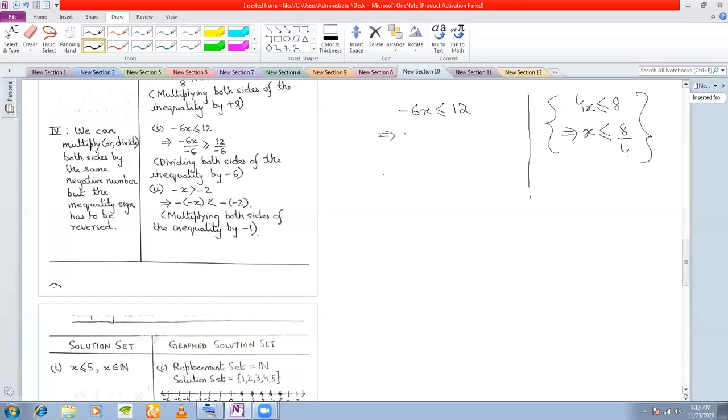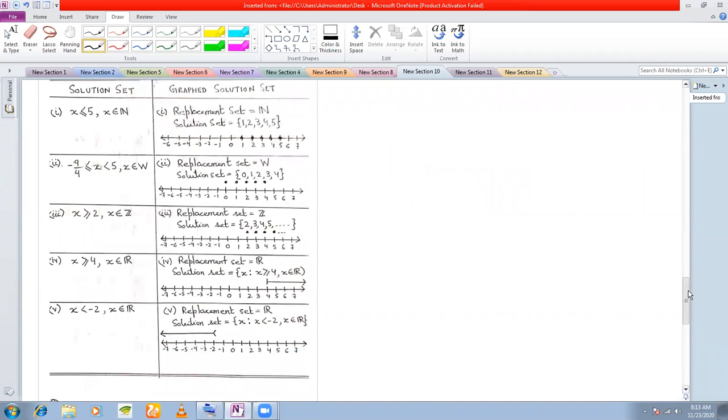The actual step would have been this way. Because I want to make the coefficient of x 1, I divide both sides by minus 6. And because I'm dividing by a negative number, this less than or equal to will now change to greater than or equal to. So now that will become x greater than or equal to minus 2. So the previous solution that I showed you was a common mistake that people make.